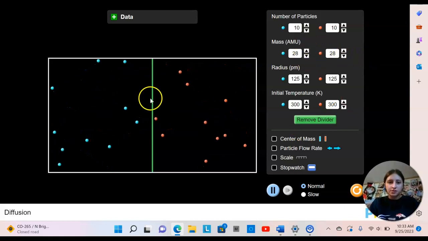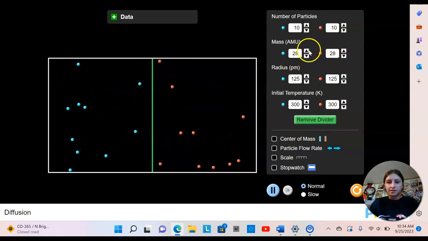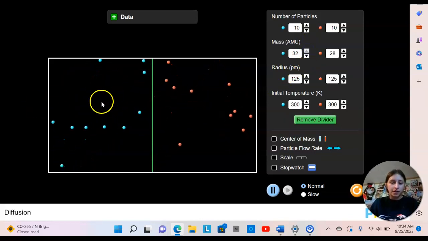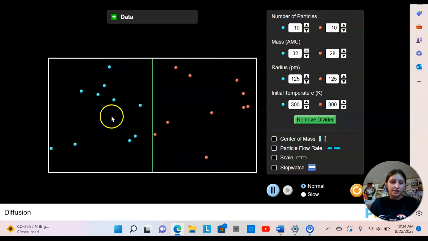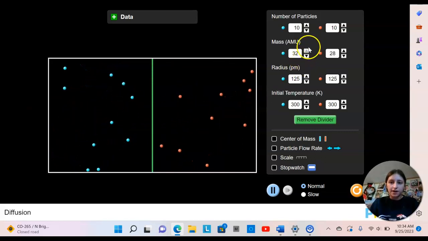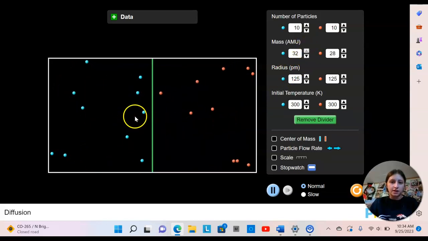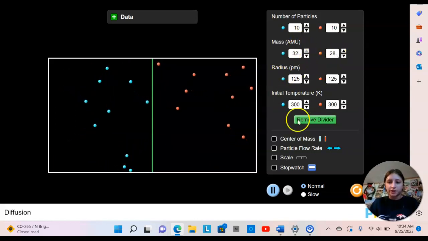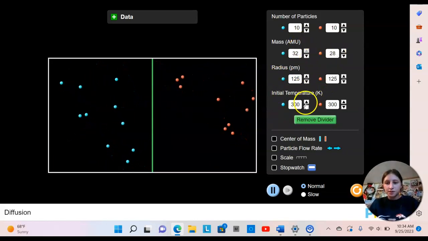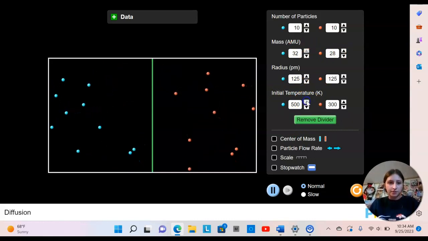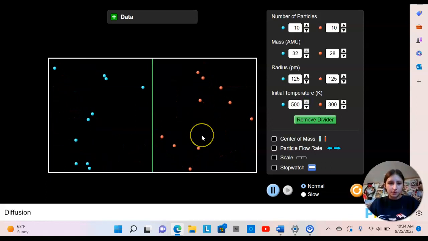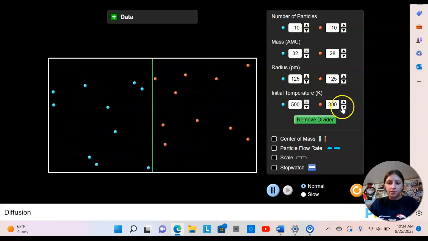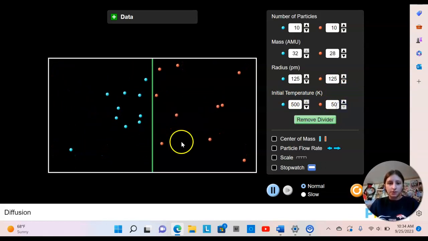So what I want you guys to do is try out different things, like maybe adding a little bit more mass and recording on your website or on your little page how that affects your particles. Right now, I don't really see a difference in the way that they're moving with a mass change to 32 instead of 28. But what if in the blue side, we made it really hot in there? So let's make it real hot. Right now, I'm still not seeing a super big difference, but what if on the red side, it was cold?